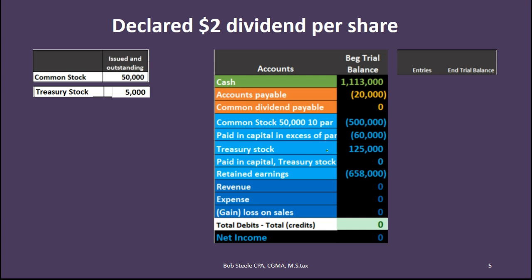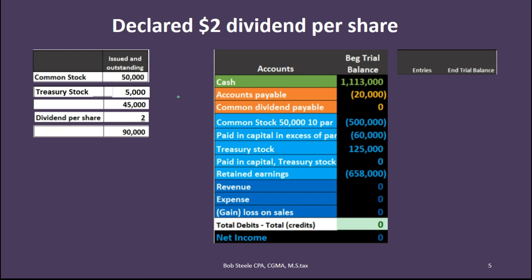So what we're going to have to do is have some other tracking in terms of how many treasury stocks did we purchase. And that may not be present on something like a trial balance. You're going to have to track that separately. But we know we purchased 5,000. That means we have 45,000 after the treasury stock. And then if we multiply that times the $2 dividend, we're going to say we have dividends of 90,000 in this case. So now that's what we're going to record.